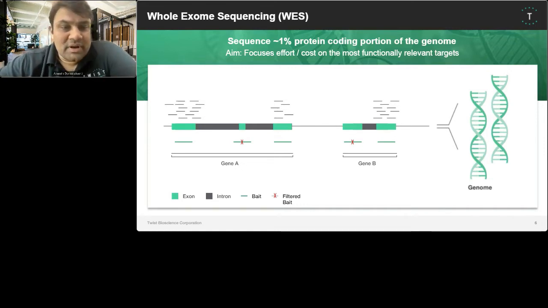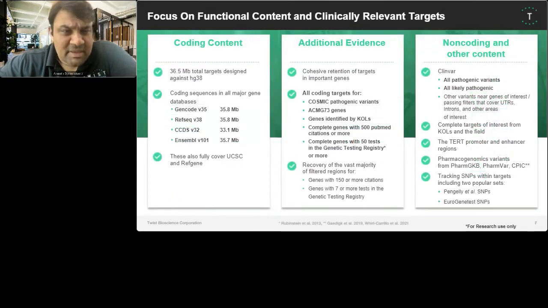So what we did is we took a thoughtful approach to get the best coverage possible with minimal off-target effects. Rather than sequencing the entire protein coding region and non-coding region, we put a lot of effort into deciding what needs to be part of the entire design. As I said, we fixated on 36.5 MB of target that is designed around HG38.